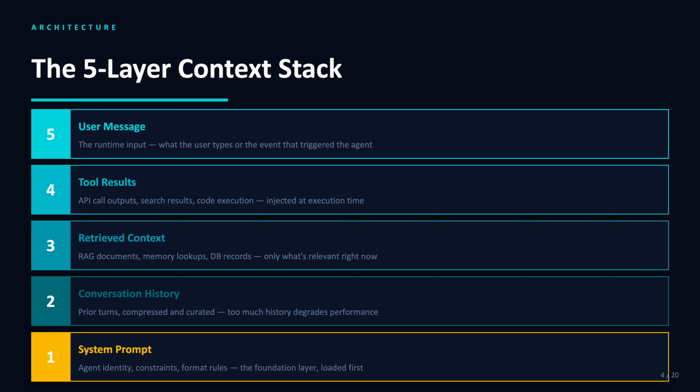Agent identity, constraints, format rules. The most stable layer. It changes rarely, and it must be kept lean. The skill of context engineering is mastering all 5 layers, what belongs in each one, how they interact, and how to keep each of them focused, efficient, and clean.